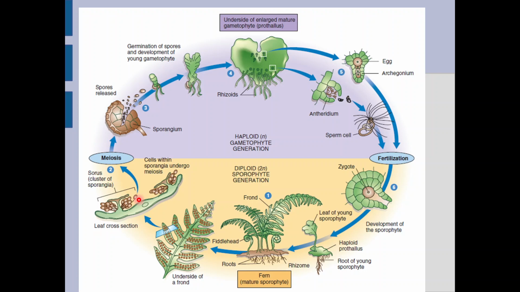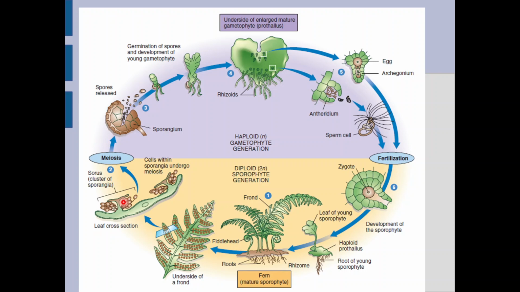Many species bear the sporangia in clusters called sori. So this is a sorus, the cluster of the sporangia, and the sori of certain ferns are covered by a protective membranous covering, the indusium. In some species, sporangia are borne on separate fertile stalks instead of the fronds.